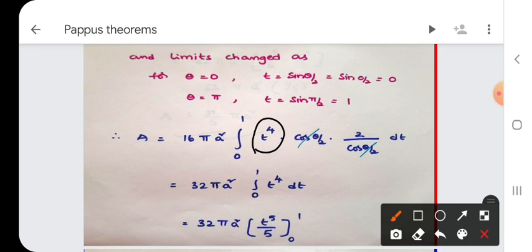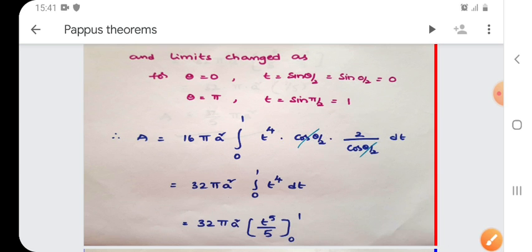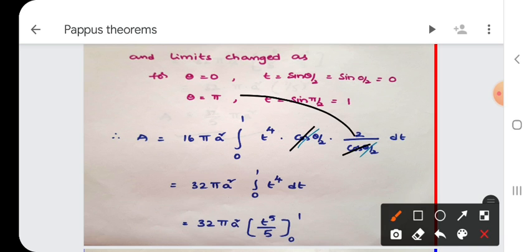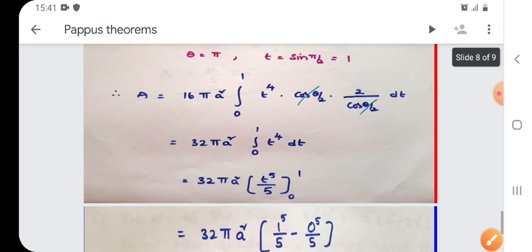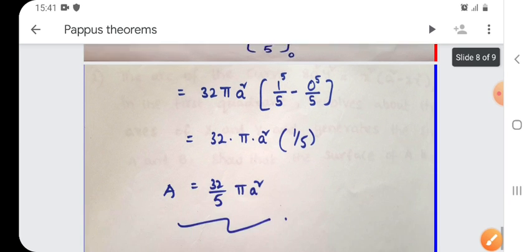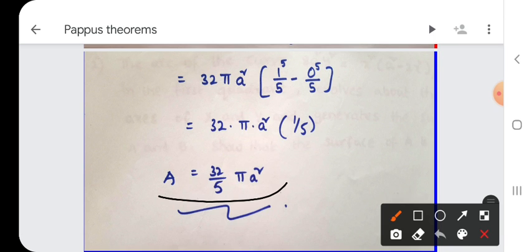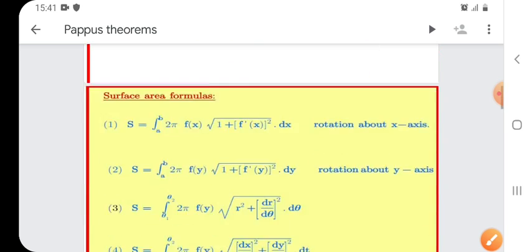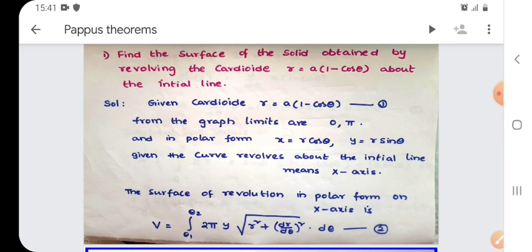Sin power 4 theta by 2 means t power 4, cos theta by 2. What is d theta? 2 by cos theta by 2 dt. Here cos cancels. And 2 into 16 is 32 pi a square, I write outside, and t power 4 dt. What is the integration of t power 4? t power 5 by 5. Now substitute 1 and 0 in the t place. So we get 1 power 5 by 5 minus 0 power 5 by 5. Therefore 1 by 5. Therefore the surface area of revolution is 32 by 5 into pi a square. This is the surface area of this cardioid, r equals a into 1 minus cos theta.